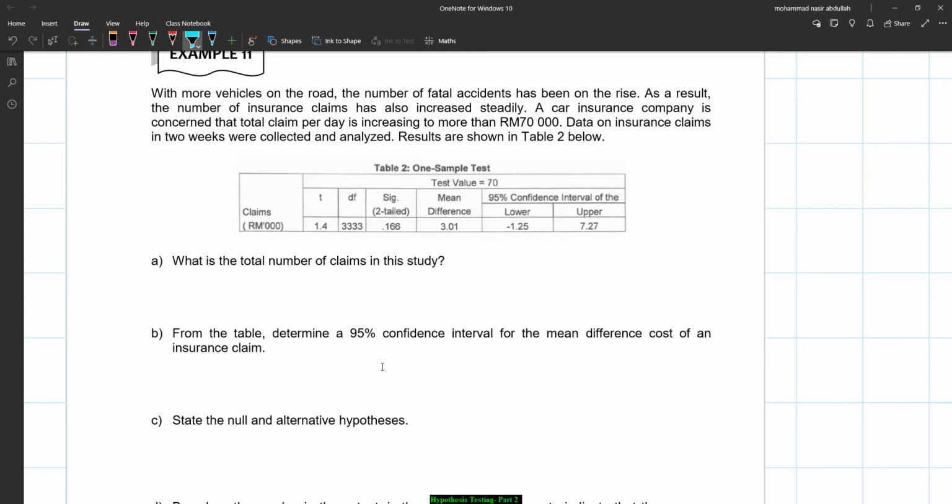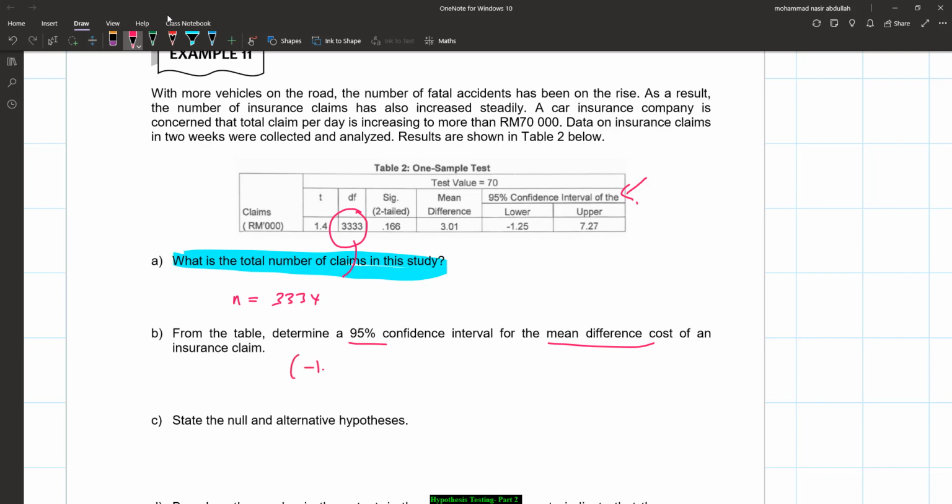So what is the total number claim in this study? So total number claim in this study dalam 1 minggu ni, dalam 2 minggu ni dia ada 3, 3, 3, 4. So this is n equal 3334. Right? So mana dapat? Degree of freedom is n minus 1. So to get n, plus 1 balik lah. Right, so from the table, determine 95% confidence interval for the mean difference. Right, mean difference, this is a mean difference of cost insurance.